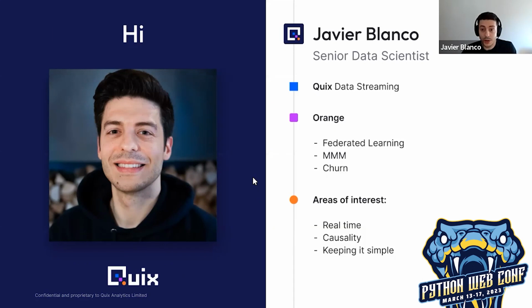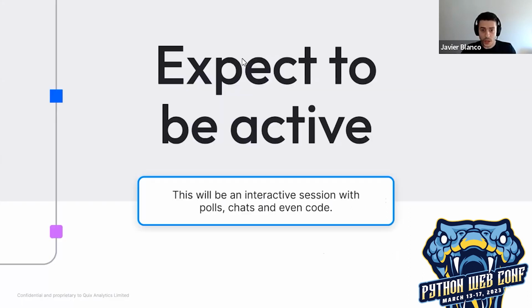I am Javier Blanco. I am Senior Data Scientist at Quix. We focus on data streaming. So my areas of interest are in real-time, causality, and well, just in general, keeping data science as simple as possible. And just as Chet was saying, today's presentation is supposed to be more of a session than a presentation.